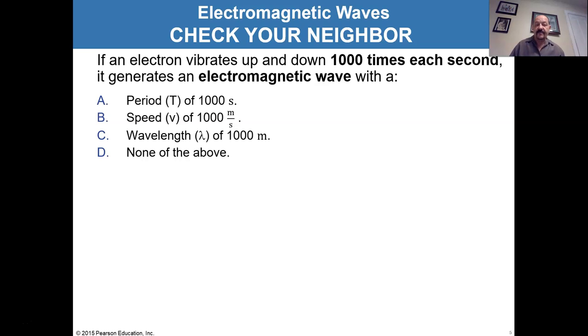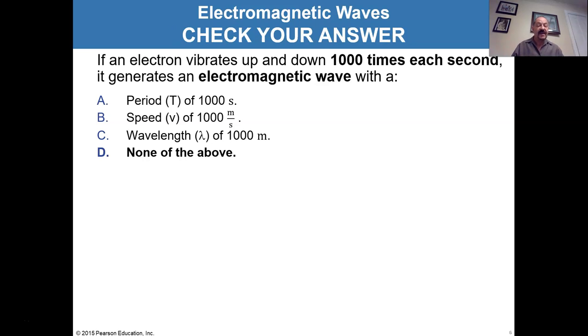Well, if you remember in previous studies when we were looking at sound, we learned that the velocity of any wave is equal to the frequency times the wavelength. So frequency times wavelength equals speed. But that also means the wavelength equals the speed divided by the frequency.